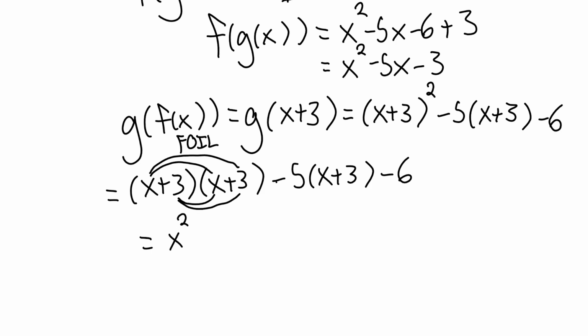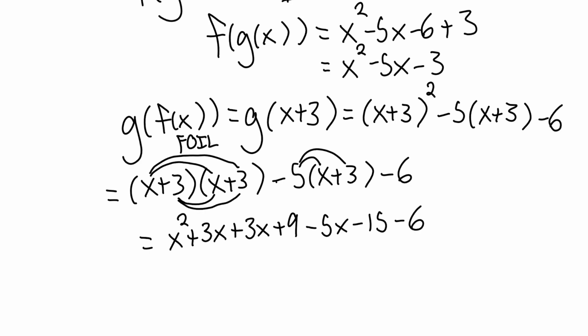Either way, x times x is x squared. 3 times x is 3x. x times 3 is also 3x. 3 times 3 is 9. Now on the second one, we have minus 5 times x, minus 5 times 3. So minus 5x, minus 15, and then we just have the minus 6 on the end. And then we can go ahead and combine any like terms that we might have.